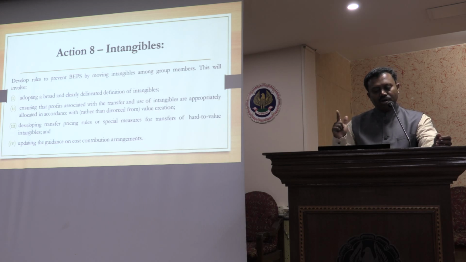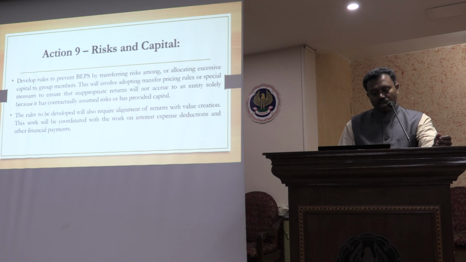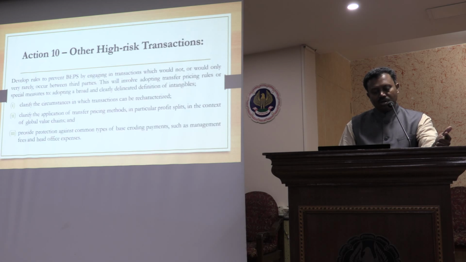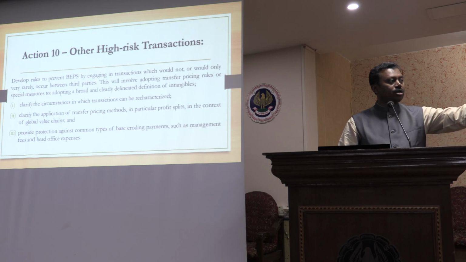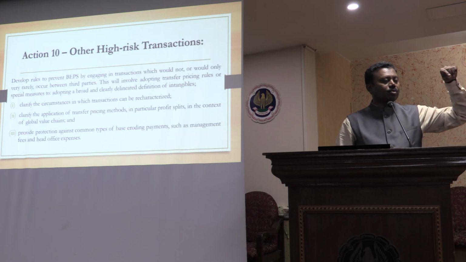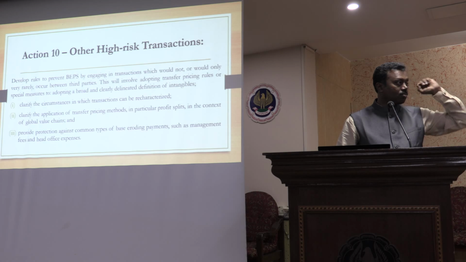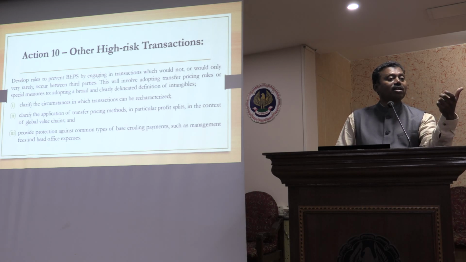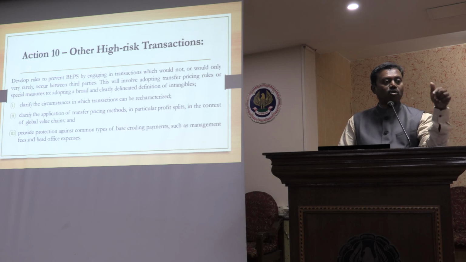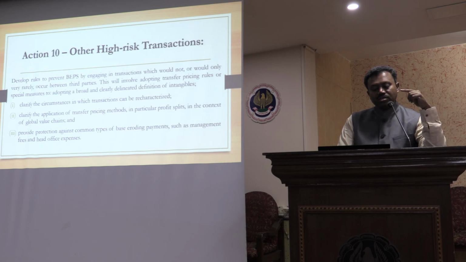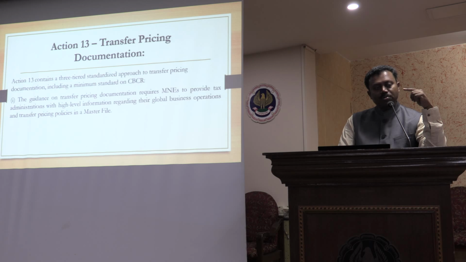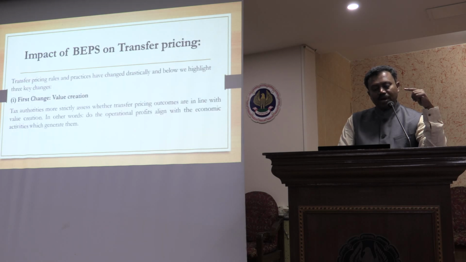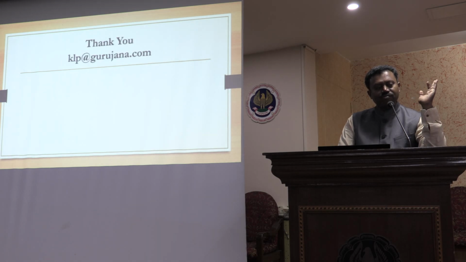Action 8 is important, it talks about intangibles. Action 9 on risk and capital. Where to look for these in the Bangalore branch? Bangalore branch, it will be there in the resources, background material. Other high-risk transactions, Action 10, Action 13, TP documentation. Impact of BEPS on TP, all this I've covered. You can just refer to that.